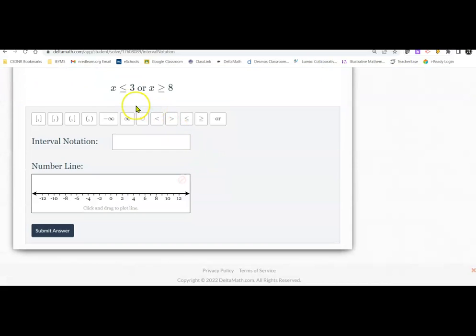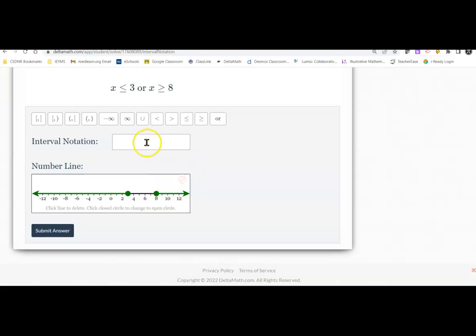Alright, so this one is either or. So x is less than 3. So let's go down here to the graph. Let's type a 3 and go less than, equal to, less than or equal to, so solid. x is greater than or equal to 8, so solid.